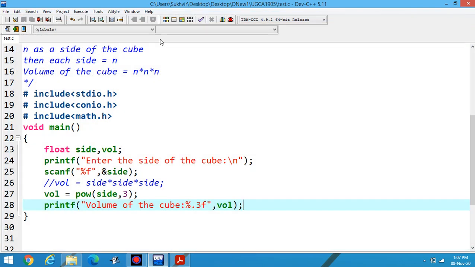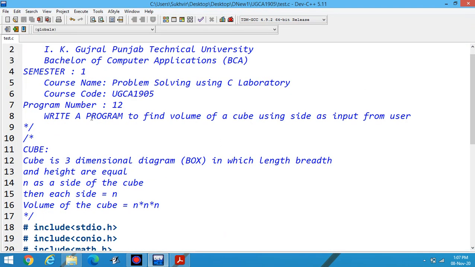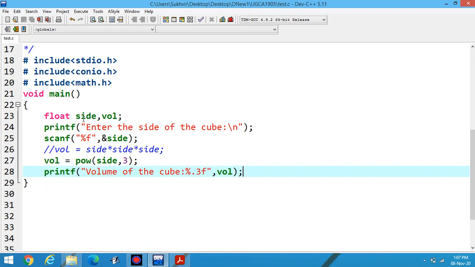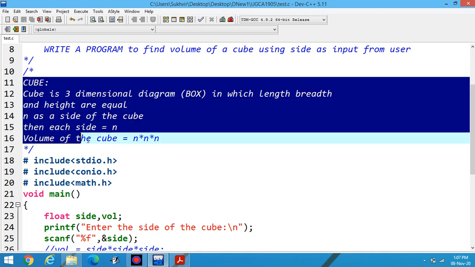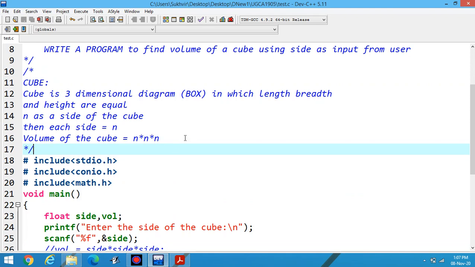Hope you understand the content of this program. Write a program to find volume of the cube using side as input from the user. You can enter the side from the user end, then you can calculate the volume. And before proceeding with the volume, you should know about the formula. This one is the formula.